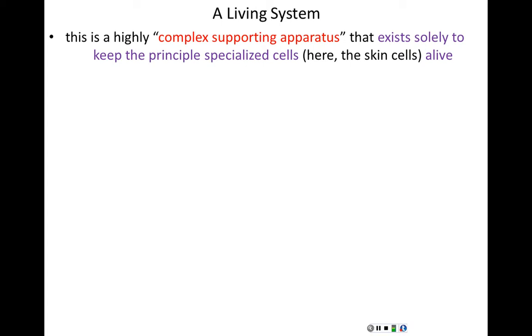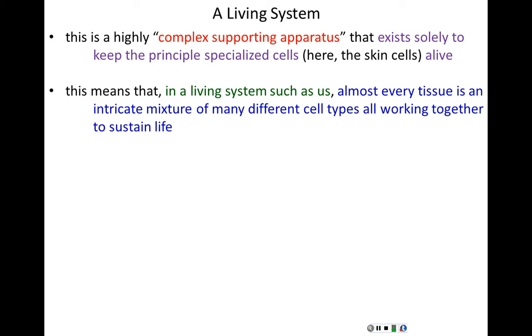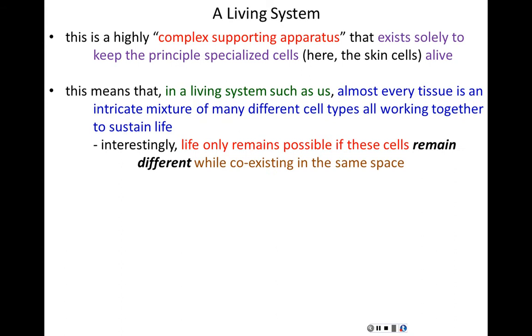This means that in a living system such as us, in almost every tissue you consider, there's an intricate mixture of many different cell types all working together to sustain life. So is there nothing but lung cells in the lung? Of course not. The lung cells need connective tissue cells secreting an extracellular matrix. The lung cells need endothelial cells creating blood vessels to carry nutrients to them and wastes away. The lung cells need innervation from nerve cells. Everything we just said for skin cells is present in the lung, in the liver, in the gut, in the brain.